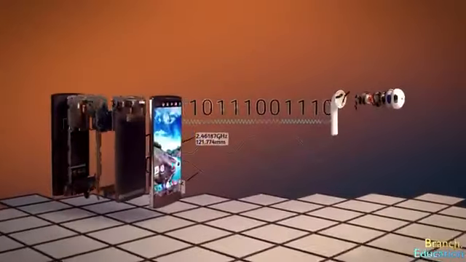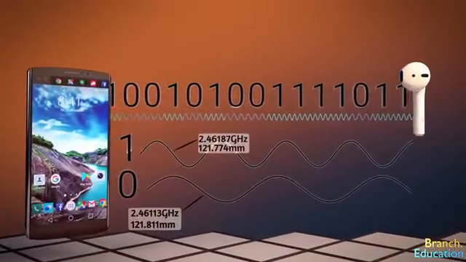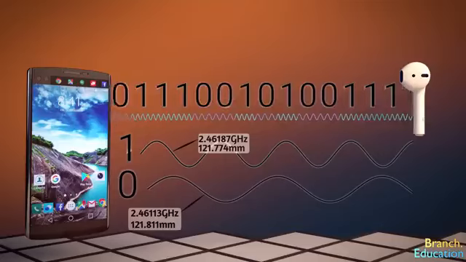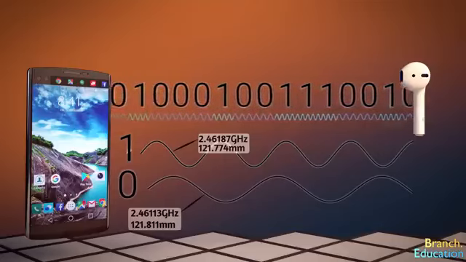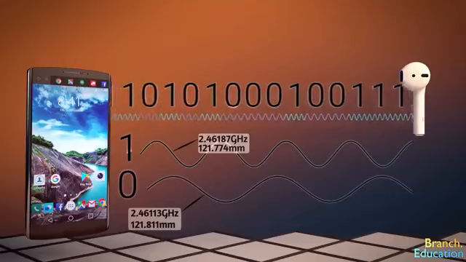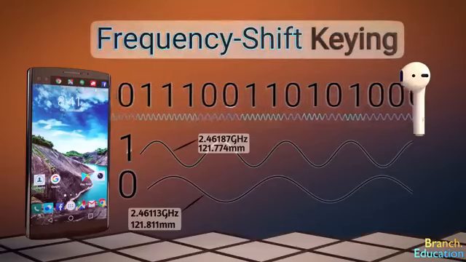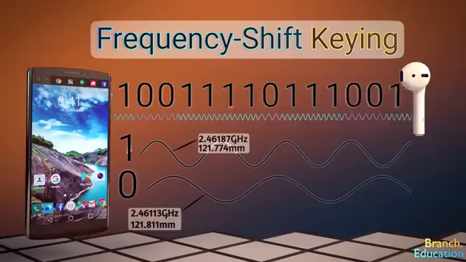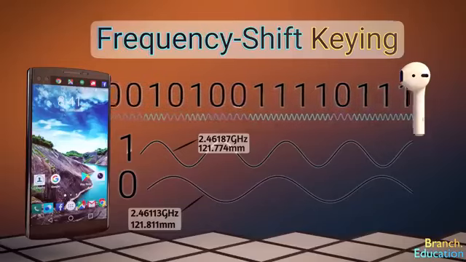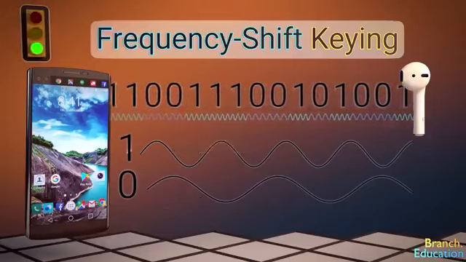Let's move on to even more complicated details regarding Bluetooth. The scheme of sending a digital signal, or a binary set of ones and zeros, by transmitting different frequencies of electromagnetic waves is called frequency shift keying. Frequency shifting means that we adjust the frequency, and keying means that a 1 is assigned to one frequency and a 0 to another, just like our traffic light colors.